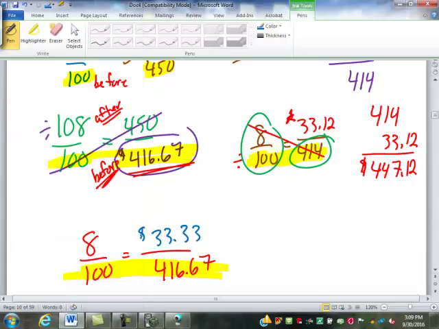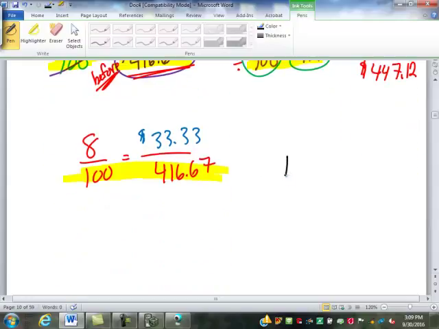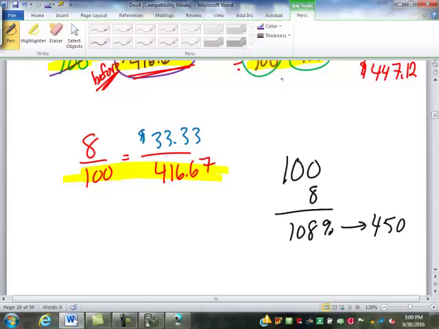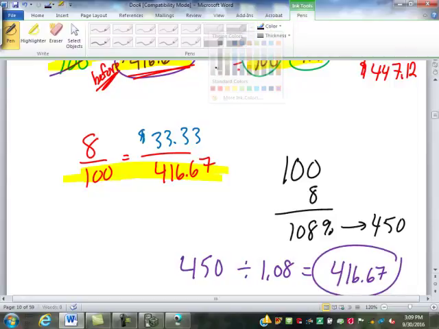Can you show me how to do that with the rate method? Okay, very good. If we want to do that with the rate method to make it go a little quicker, you started out with 100%, you're adding an 8% increase, so you're dealing with 108%. That 108% represents the $450. If I want to get back to 100%, I divide by 1.08 as a decimal. That'll give me my 416.67. Any other questions?